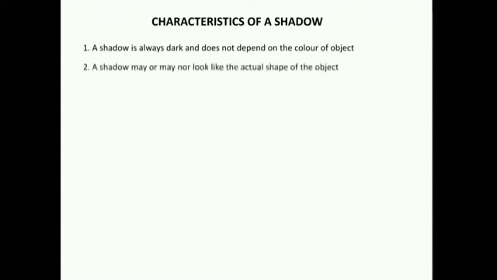Next, a shadow may or may not look like the actual shape of the object. A shadow can have any shape; it depends upon the angle in which the light is coming. So the shadow may look like the object, or it may not. If you are confused, you can look at page number 72 of your book if you are using Living Science Physics.